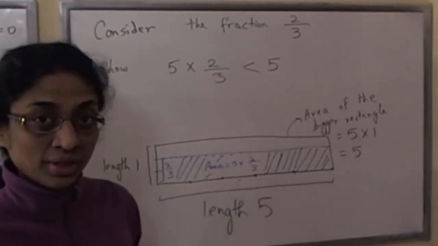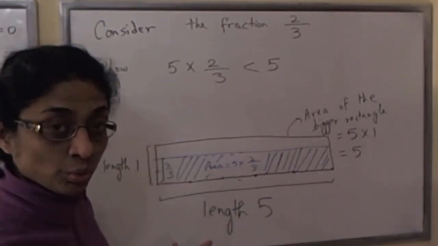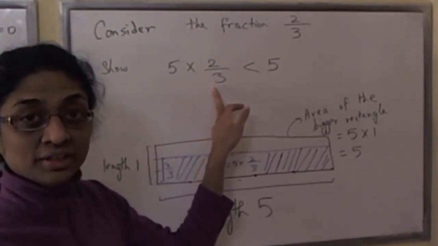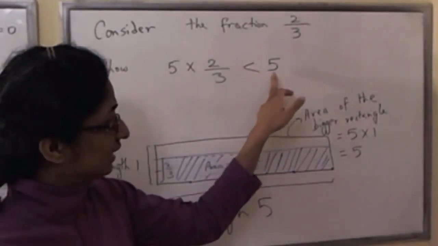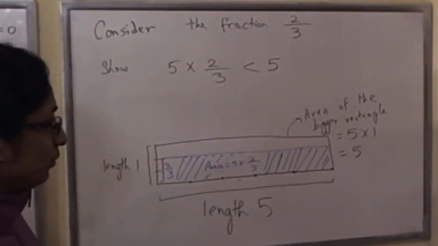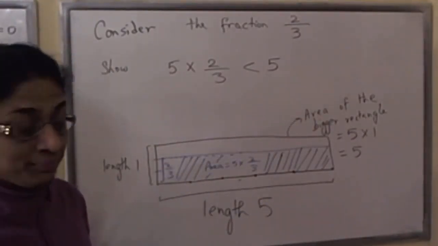Today I would like to convince you that 5 times 2/3 is strictly less than 5. And in general, this argument will work if you want to show that 5 times a proper fraction leads to a number that's less than 5. So this is how this picture should explain everything.